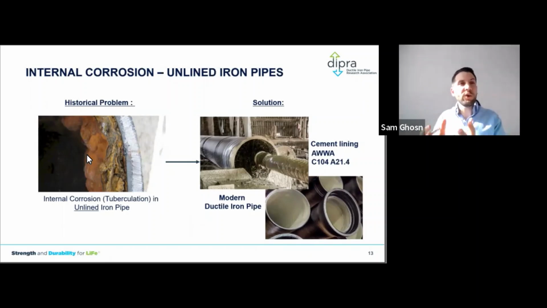How did we solve that over the years? We added cement mortar lining. So every stick of pipe today that leaves the foundry in all our foundries across North America will have cement mortar lining. Cement mortar lining will act as a barrier between the water and the pipe, and will cut off any corrosion that may occur from contact between the pipe and the water.